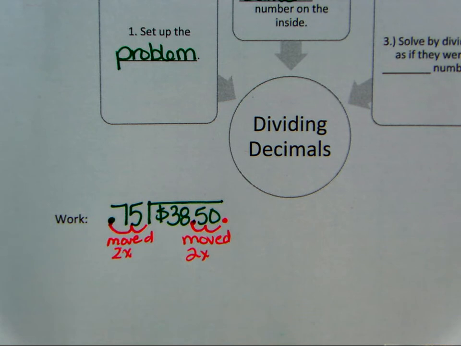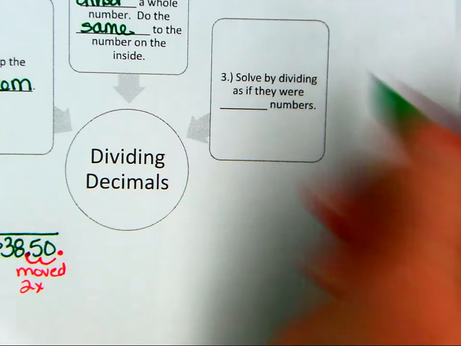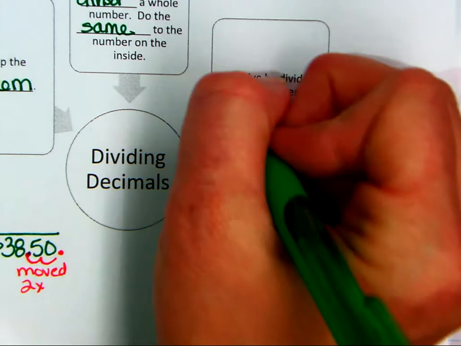All right, now the next thing we're going to do, so now we have that same problem, and all we have to do is we just have to solve by dividing as if it were 2 whole numbers.